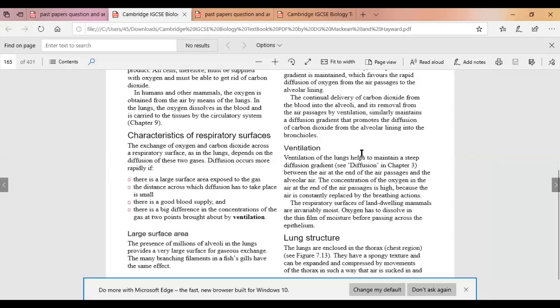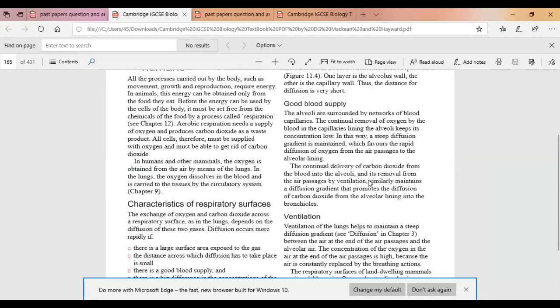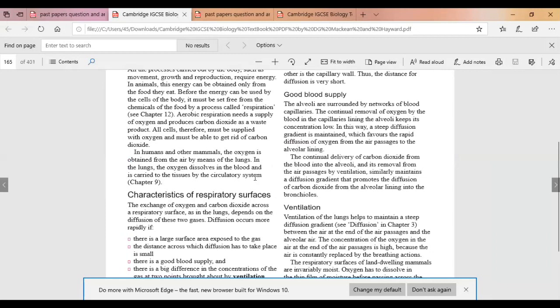This page is on page 156. You are with me? It's about page 156. Characteristics of respiratory surfaces, you don't know? Anyone know? What are the characteristics of respiratory surfaces?